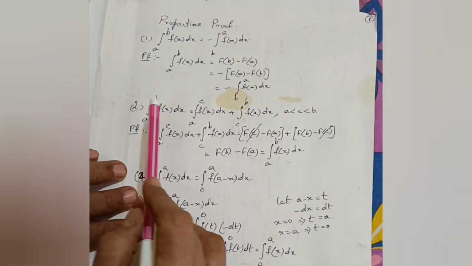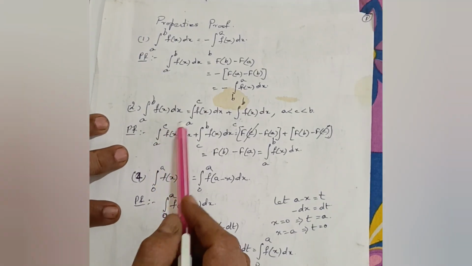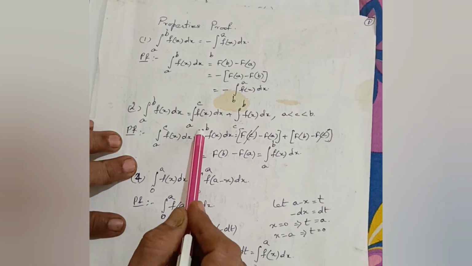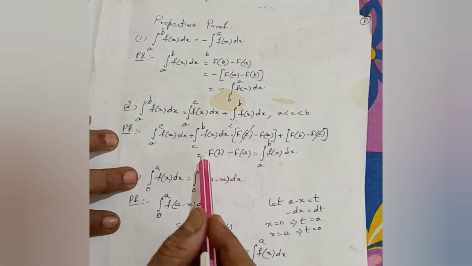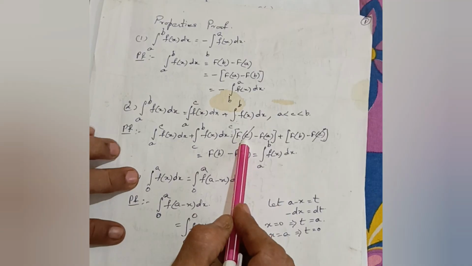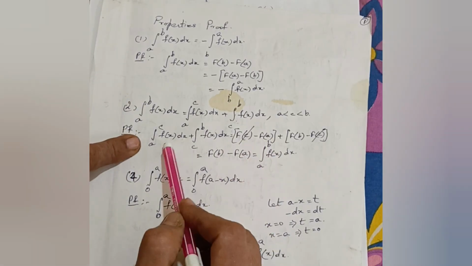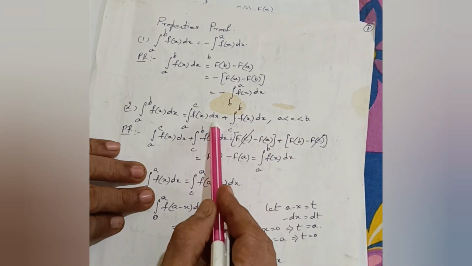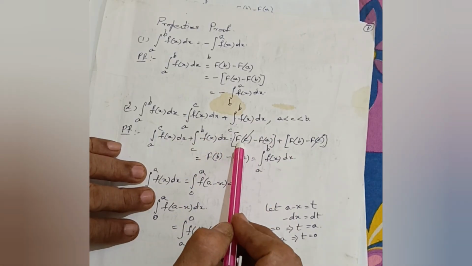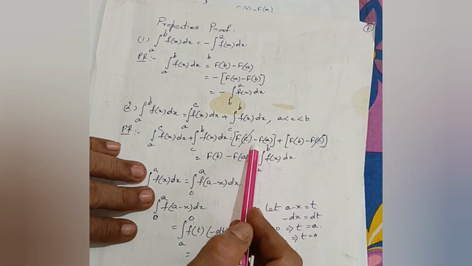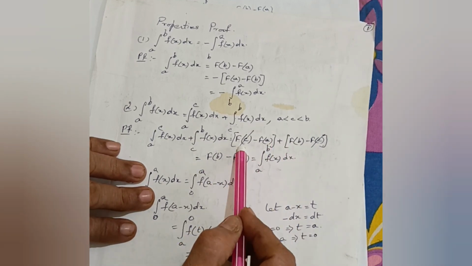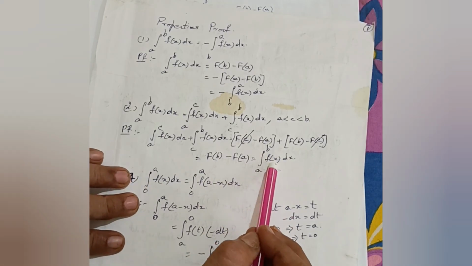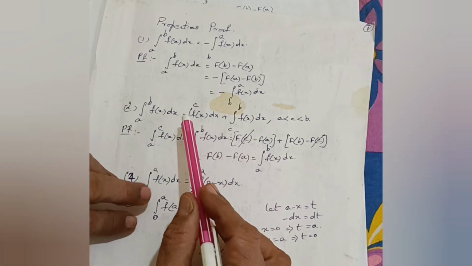We give a proof here. For the second property, you start with the right hand side: integral a to c f of x dx plus integral c to b f of x dx is equal to, by definition, capital F of c minus capital F of a for the first integral, plus capital F of b minus capital F of c for the second integral. Now this F of c minus F of c gets cancelled, leaving you with F of b minus capital F of a. So this can be rewritten in the integral form as integral a to b f of x dx, and that proves the property.